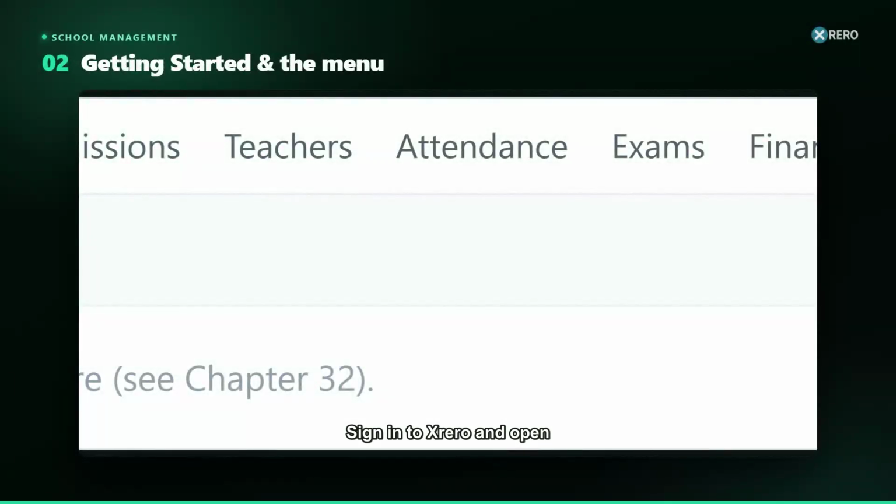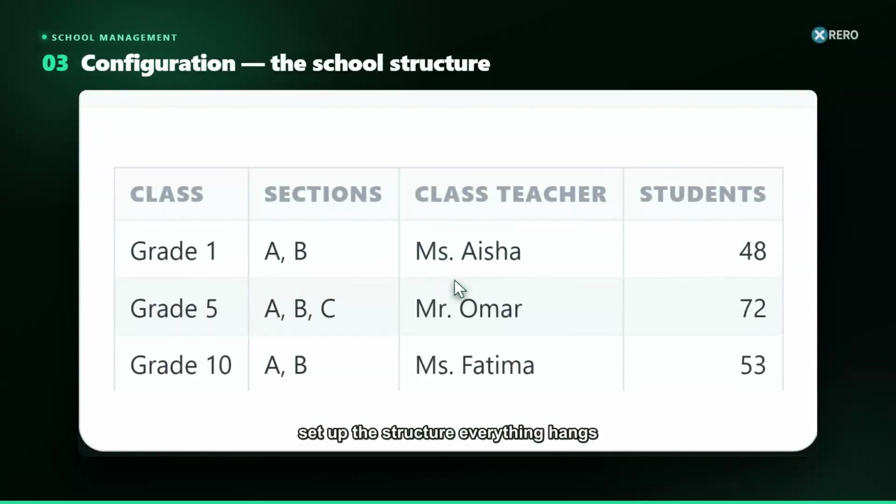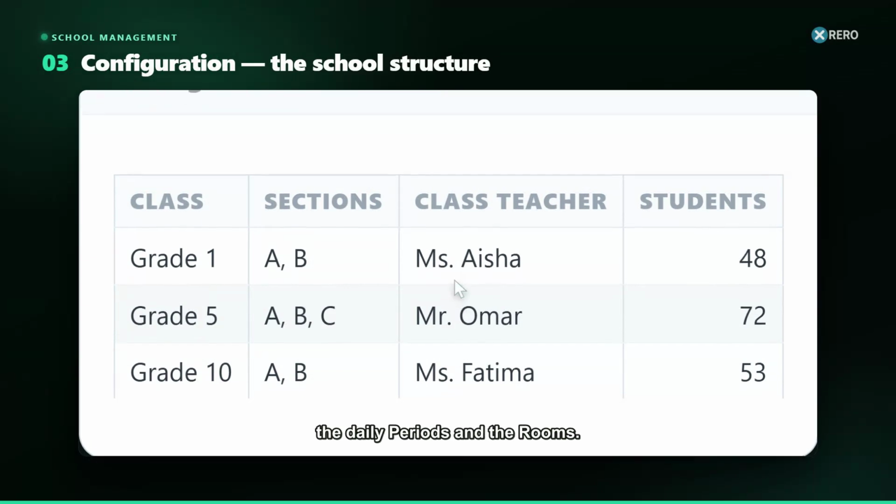Sign into Xrero and open the school app. The top menu groups the school into clear sections. What you see depends on your role. Before anything else, set up the structure everything hangs on: your schools, the current academic year, the classes, grades, and their sections, the subjects taught, the daily periods, and the rooms.